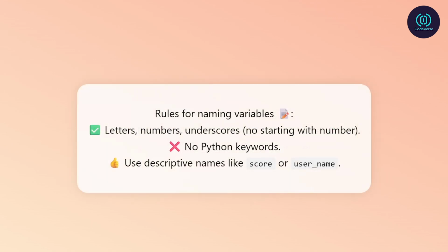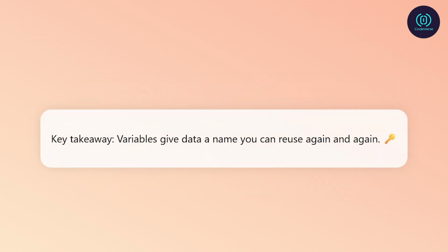There are a few simple rules for naming variables. Names can have letters, numbers, and underscores, but can't start with a number. They can't be Python keywords like for, if, or while. And while you can use short names like x or y, descriptive names like score or user_name make your code much easier to read. The key takeaway: a variable is your way of giving data a name you can use again and again. It's one of the simplest, yet most powerful tools you'll use in Python, and it's the first step toward writing code that can actually do something dynamic.